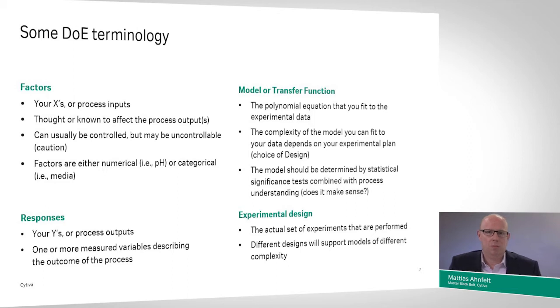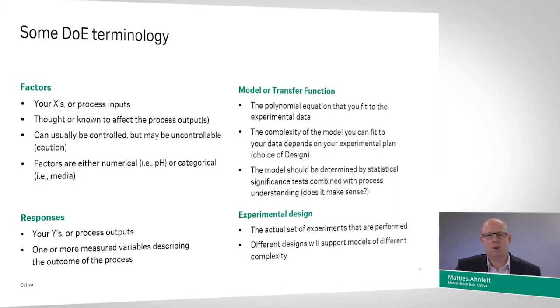The output of the process or of the unit operation in DoE is called a response. Depending on how we set our factors, we'll get different responses from our process, different outputs. The model, or transfer function, within DoE is the mathematical polynomial that quantifies the cause and effect relationship between the factors and the responses. So the model or the transfer function quantifies how the factors affect the responses.